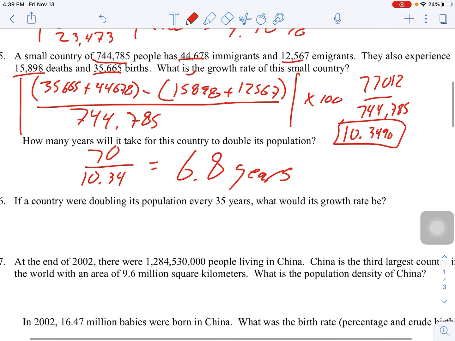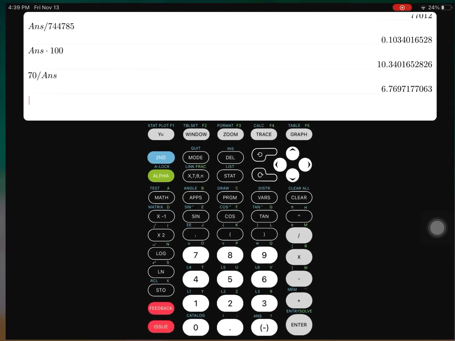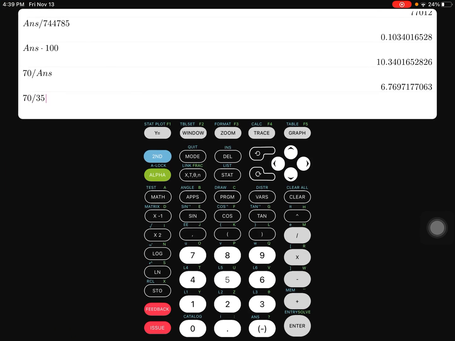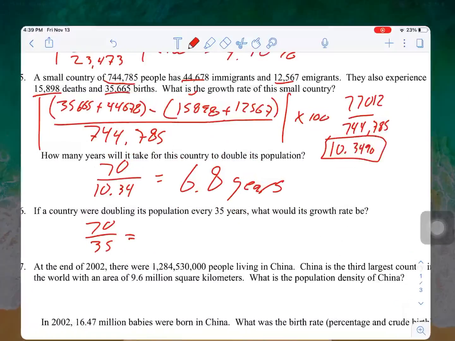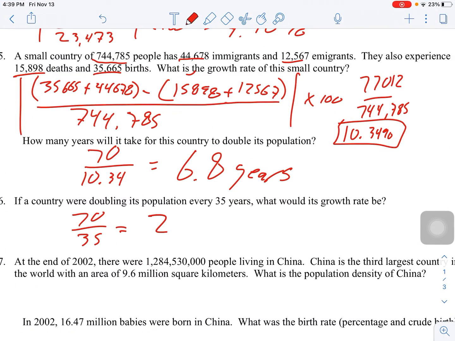All right. Now, if a population were doubling its size every 35 years, what would the growth rate be? So this is the doubling time. So 70 divided by 35. 70 divided by 35, that's 2. So that'd be a 2% growth rate.